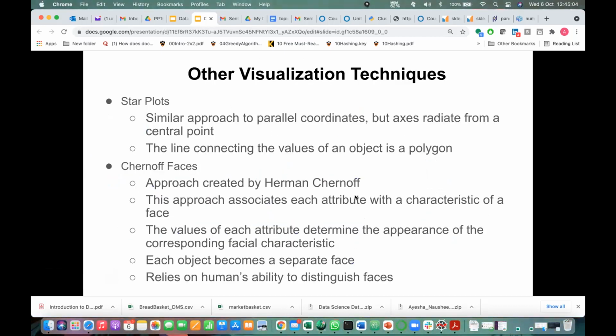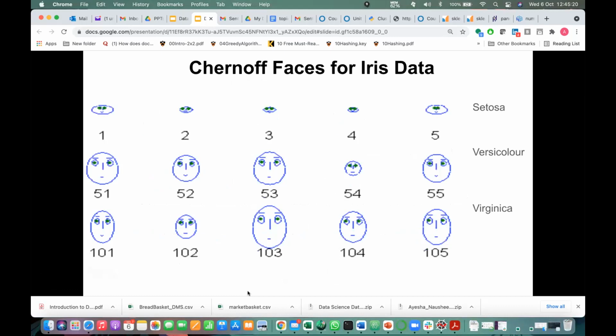Chernoff faces is an approach created by Herman Chernoff. This approach associates each attribute with a characteristic of a face. So the values of each attribute determine the appearance of the corresponding facial characteristic. Each object becomes a separate face, and it relies on humans' ability to distinguish faces. Okay. Then instead of these stars, they are using human faces to represent the spread. Like Setosa, we have seen small length, small widths, small faces. Virginica, again, length is more varied than the width. So he has used these things.